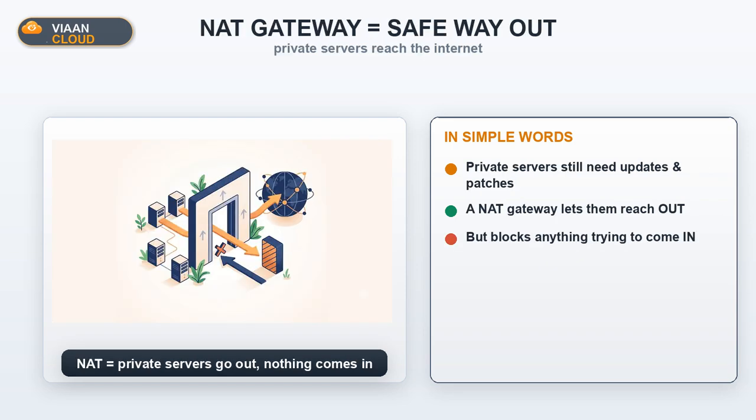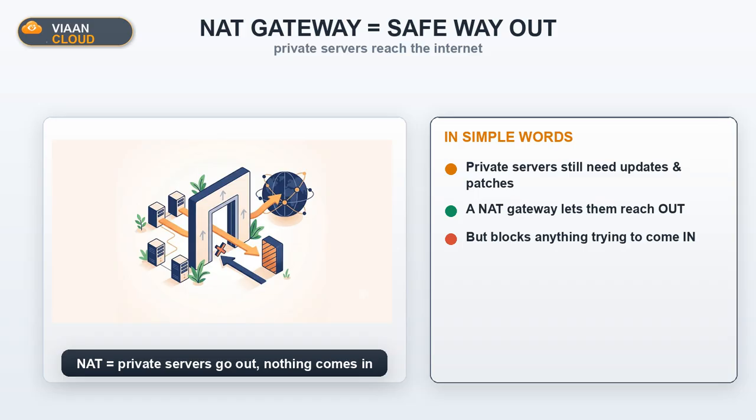But wait, we put our database and app servers in a private subnet with no route to the internet. So how do they download security updates or call an external API? You don't make them public, that would defeat the point. Instead, you use a NAT Gateway. You place it in a public subnet and you point the private subnet's route table at it.